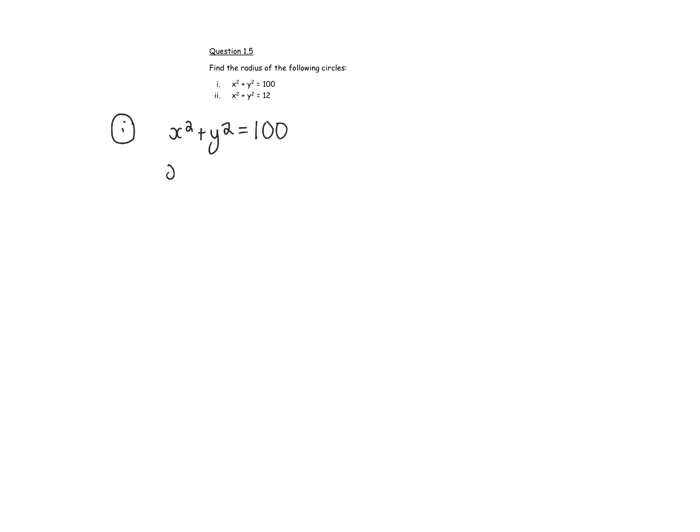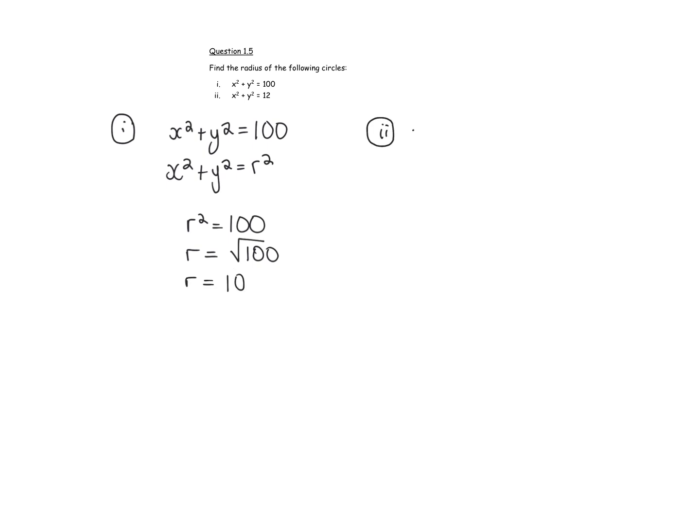And again, we know the formula is x squared plus y squared is equal to r squared. In this case then, r squared is equal to 100. So r is going to be equal to the square root of 100, meaning that r is going to be equal to 10.